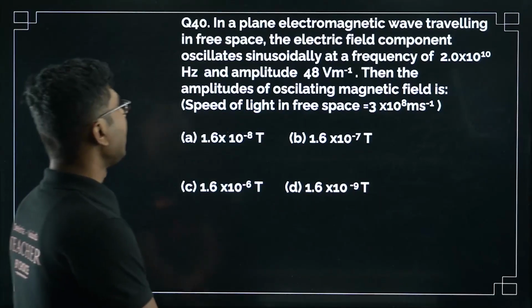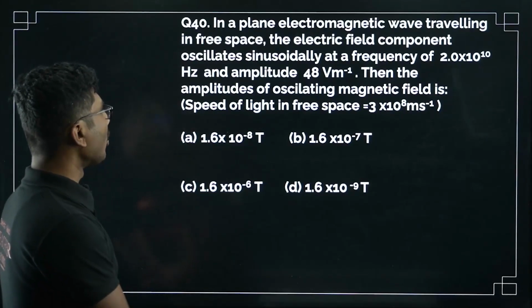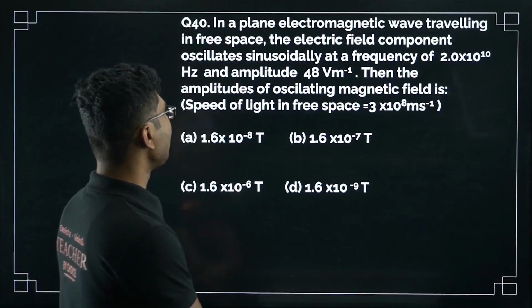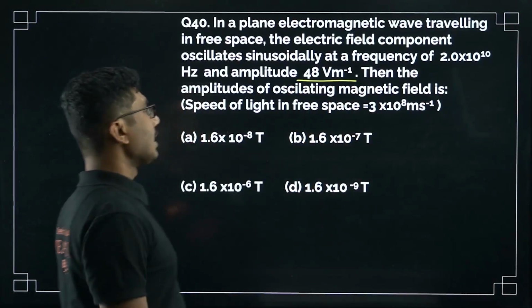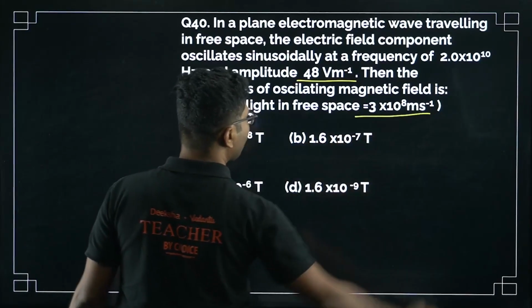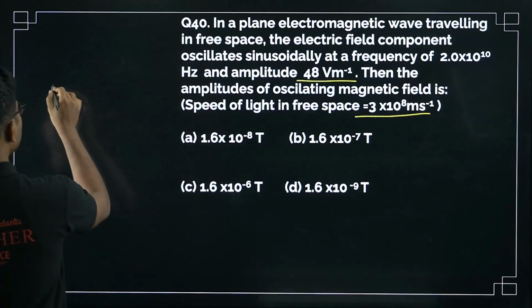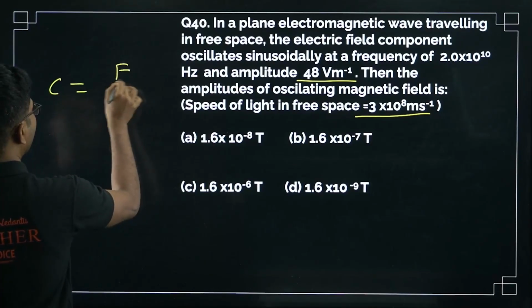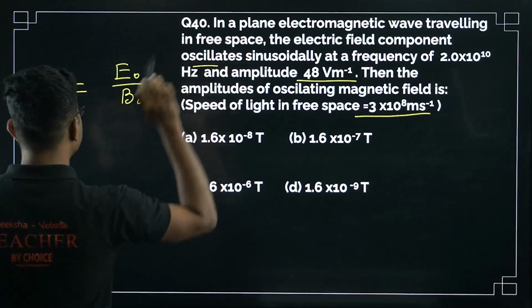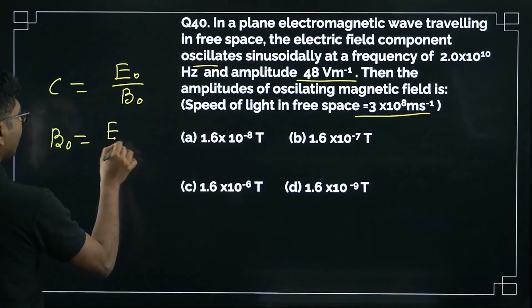Next question. In a plane electromagnetic wave traveling in free space, the electric field component oscillates sinusoidally at a frequency of 2 into 10 to the power of 10 Hz and amplitude 48 volt per meter. Then the amplitude of the oscillating magnetic field is? The speed of light in free space is given. What you have to remember is that speed of light is basically the amplitude of the electric field divided by the amplitude of the magnetic field. You don't need to use the frequency at all. Frequency is not required.